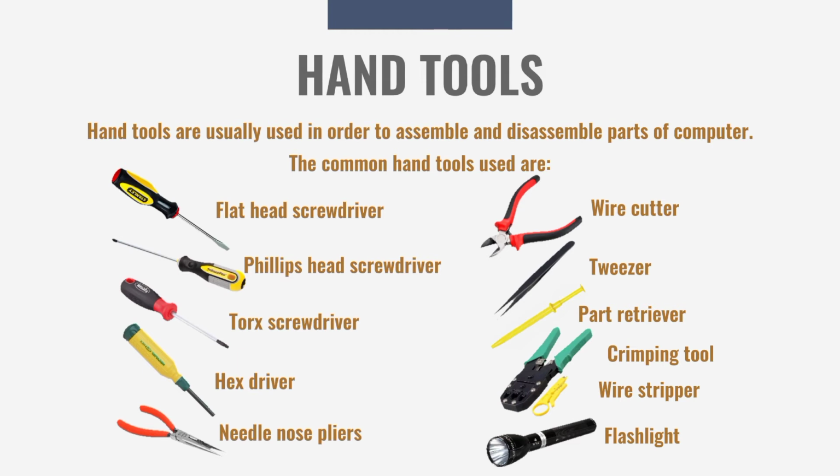Wire stripper is used to remove the insulation from wires so that it can be twisted to other wires or crimped to connectors to make a cable. Crimper is used to attach connectors to wires. That's all for hand tools. Next is the cleaning tools.